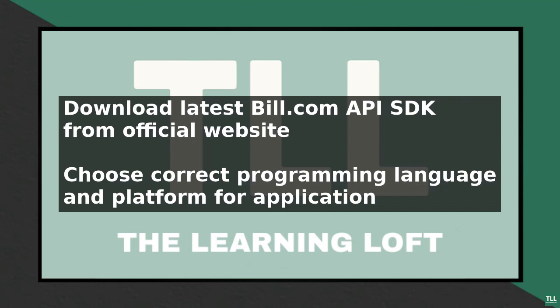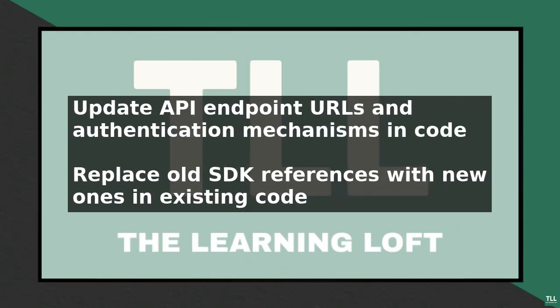To upgrade your existing integration, start by updating the API endpoint URLs and authentication mechanisms. Replace the old SDK references with the new ones in your code. Update your data models to match the new SDK's data structures.